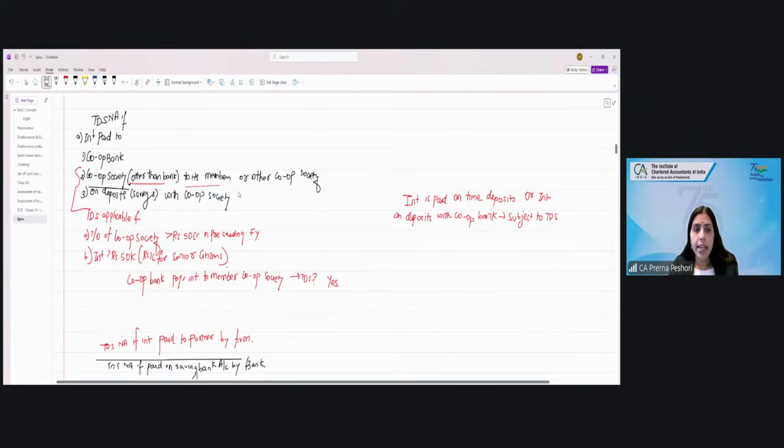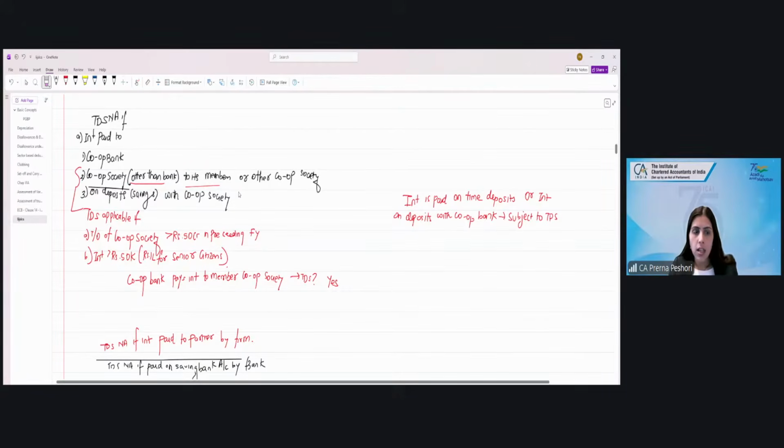Then interest paid by a cooperative bank on the payment of the interest on time deposit, there the TDS is to be deducted. Yes or no? When you pay the interest on the time deposit, you have to deduct TDS. When the cooperative bank pays interest on the saving bank account deposit, they don't have to deduct TDS. Yes or no? Any questions, any doubt?